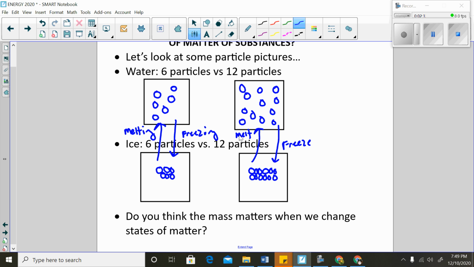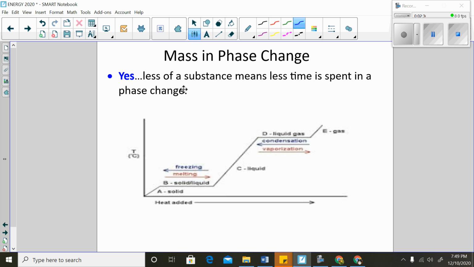So do you think that it matters when the substance is changing its phase, how much of the substance you actually have? So do you think it would be easier or harder for 6 particles versus 12 particles to change phases? Well, the answer to that is, yeah, it does matter, right? If you have less of a substance, there's going to be less time spent in a phase change. The more you have of something, the longer it's going to take to change that phase.